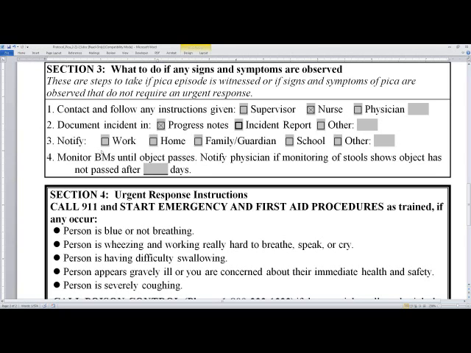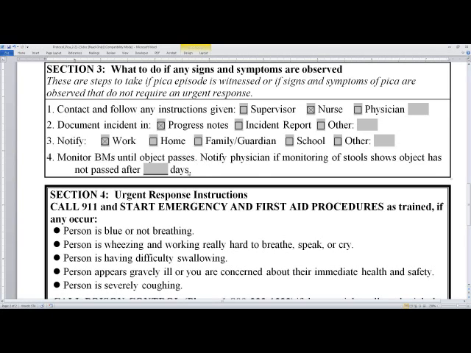Do we need to notify anyone else? If this is a home protocol, do we need to notify work that we've observed this problem and let them know that we're monitoring? Then the next instruction is to monitor bowel movements until the object passes.